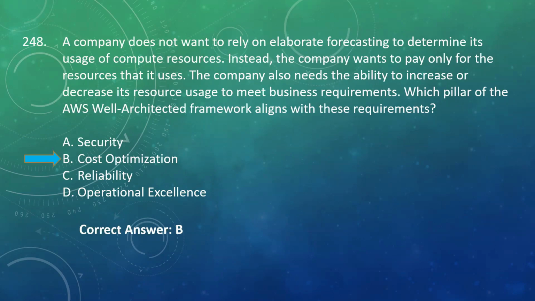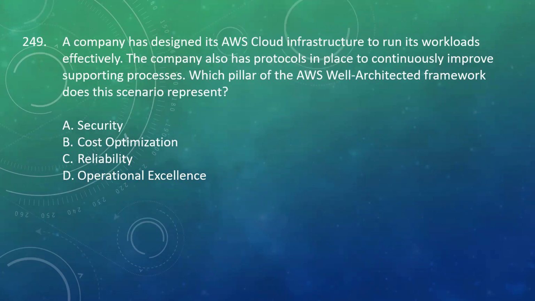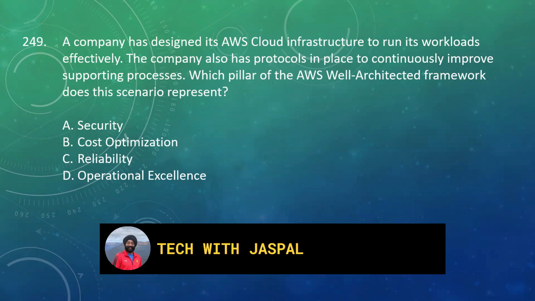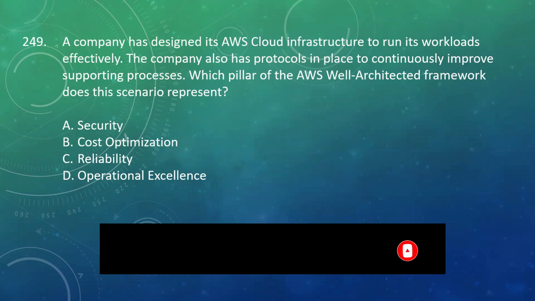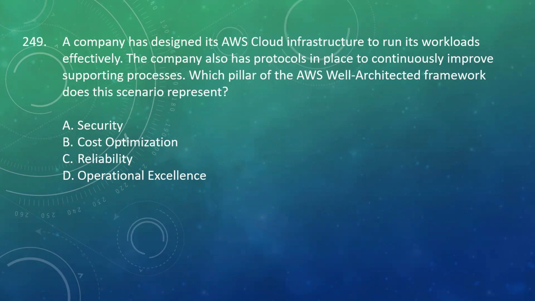Let's look at another question, which is again related to the Well-Architected Framework. A company has designed its AWS cloud infrastructure to run its workloads effectively. The company also has protocols in place to continuously improve supporting processes. Which pillar of the AWS Well-Architected Framework does the scenario represent? Your options are security, cost optimization, reliability, operational excellence.